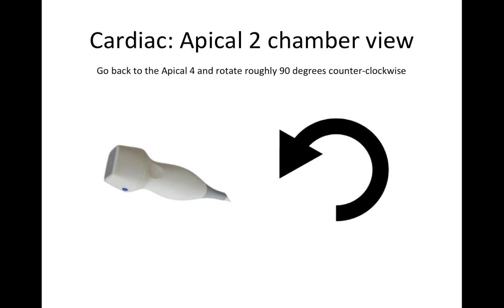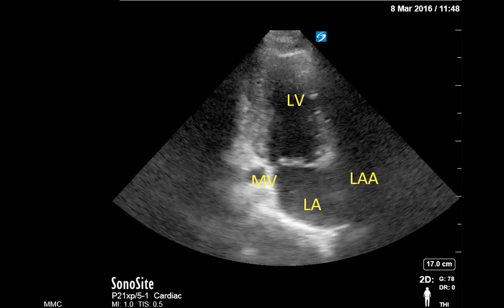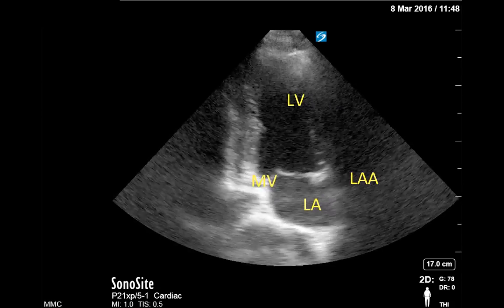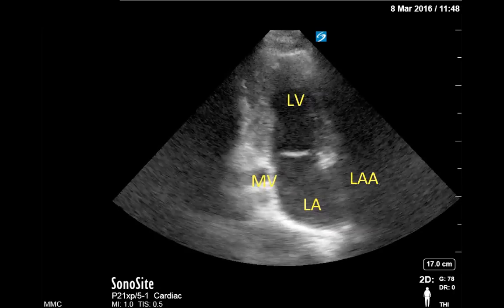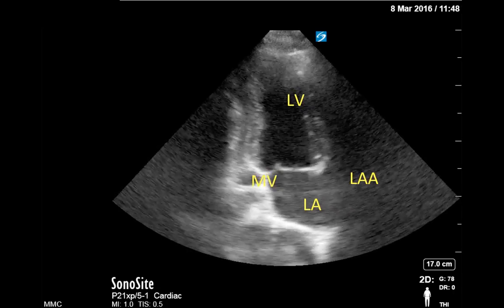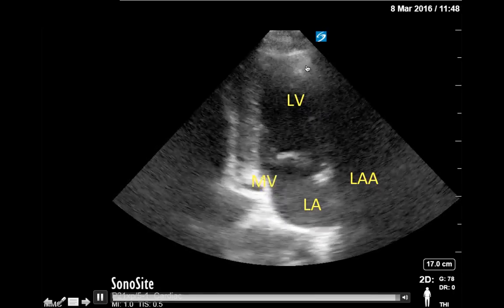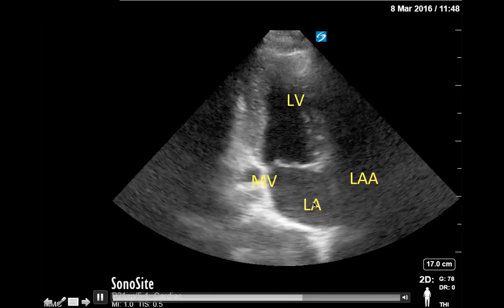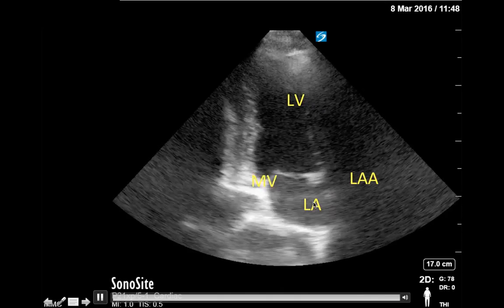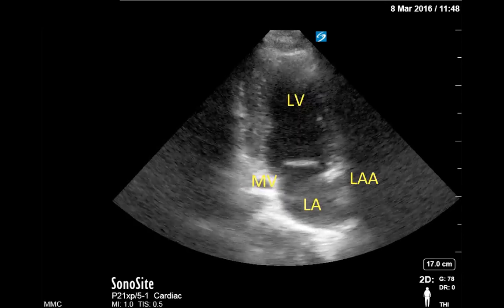Again, starting from the apical 4-chamber view, you can rotate the probe counterclockwise roughly 90 degrees and you will obtain the apical 2-chamber view. In this video, the probe has been rotated 90 degrees counterclockwise from the apical 4-chamber view, and now you can see the focused image of the left ventricle, mitral valve, left atrium, and a portion of the left atrium that is important in thrombus assessment.